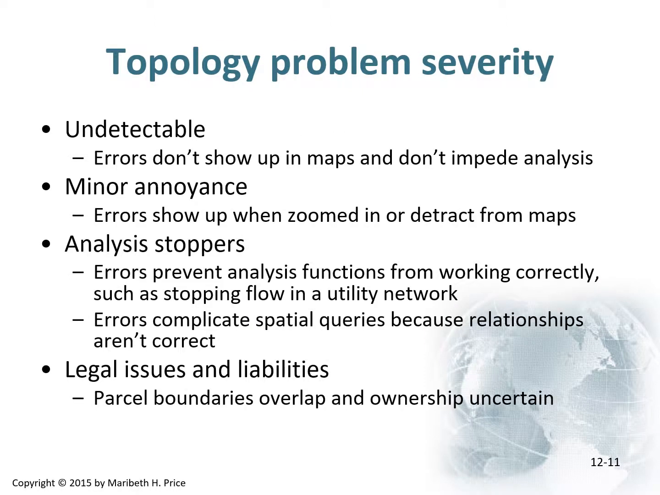So how severe are these issues with topology? Many are undetectable. The errors don't show up in the maps, and they don't impede any kind of analysis. Some are minor annoyances, errors that show up when you zoom in, and they make your maps look kind of crappy. Some are analysis stoppers because they cause hundreds, if not thousands, of tiny little polygons that all have to be analyzed as well. And so they can just really create problems. Or maybe you're running a tool like some sort of a utility network, and they literally make it impossible for things to work.